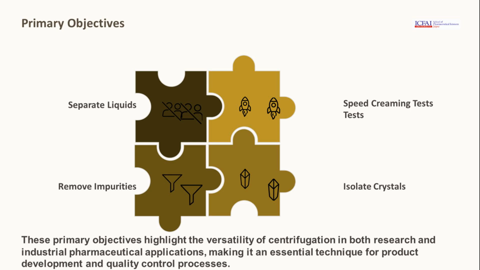The primary objectives of centrifugation include separating liquids, removing impurities, isolating crystals, and conducting speed creaming tests. These objectives highlight the versatility of centrifugation in both research and industrial pharmaceutical applications, making it an essential technique for product development and quality control processes.